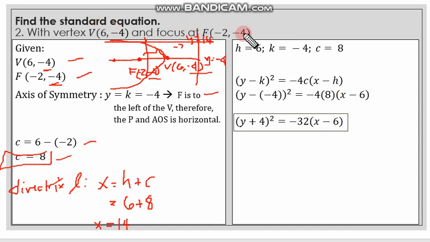Anyway, what was asked for is the standard equation, so we will just get h, k, and c. We have all these values already. Since our parabola is opening to the left, the squared part is y, so we will use the quantity of y minus k squared equals, since opening to the left, negative 4c times the quantity of x minus h.